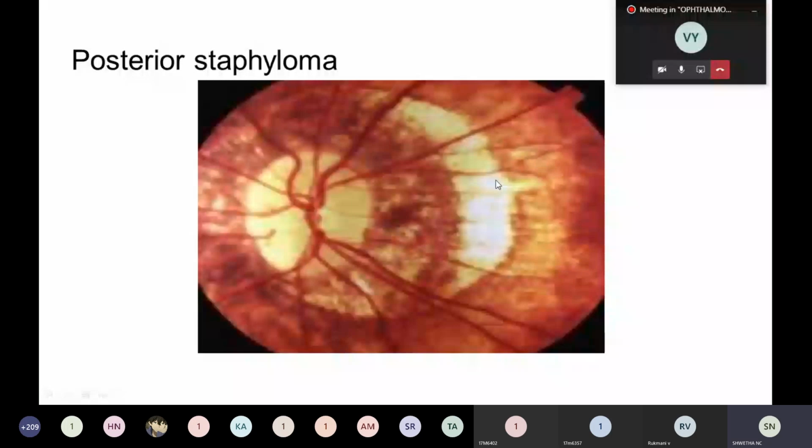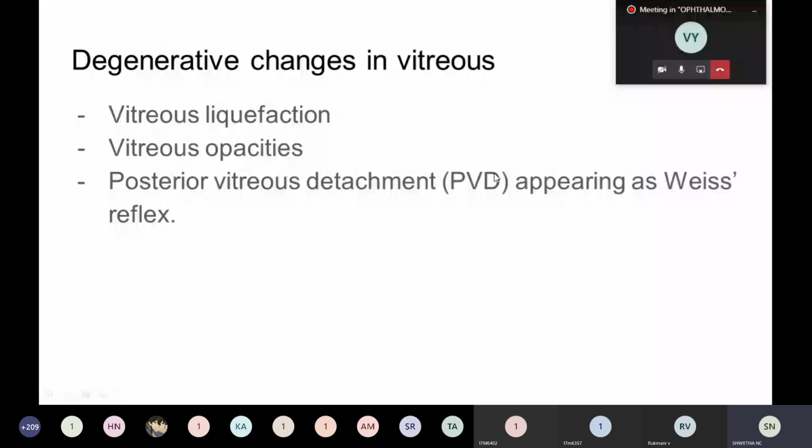Again, after the retina, changes will also be seen in the vitreous. Usually it is in gel form, but it undergoes liquefaction and becomes very much liquefied. You can see vitreous opacities, and there may be a posterior vitreous detachment, which will appear as a Vossius reflex. What is a Vossius reflex? It is sometimes asked. It is nothing but the posterior vitreous detachment. So the vitreous becomes liquefied, there may be vitreous opacities, or a posterior vitreous detachment.